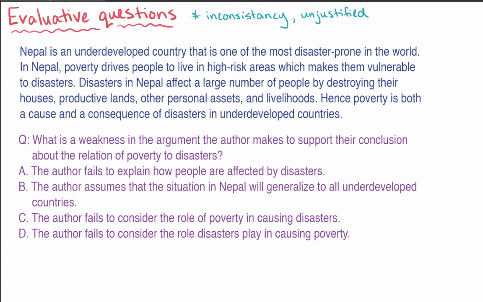If you read back through the excerpt, you can see that the author does consider issues A, C, and D. Answering this question requires noticing that although all prior sentences are concerned only with Nepal, in the final conclusion, the author makes a general statement about the causal relation between poverty and disasters for underdeveloped countries. The author is assuming whatever is true of Nepal would generalize to other underdeveloped countries. Thus, option B correctly identifies a weakness in the reasoning within the text.